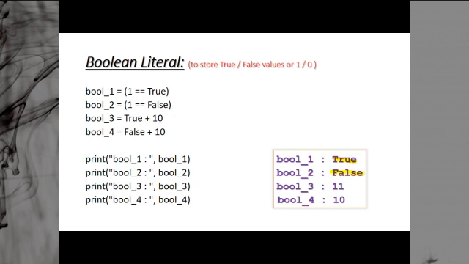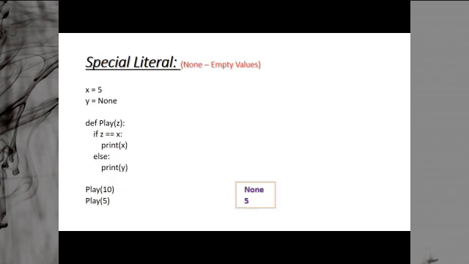True plus 10. True means 1, 1 plus 10, that is 11. And false plus 10. False means 0, 0 plus 10, that is 10. So this is how you can use the true and false values.